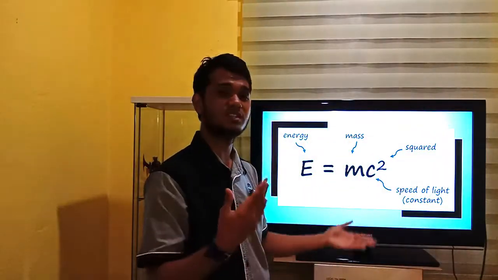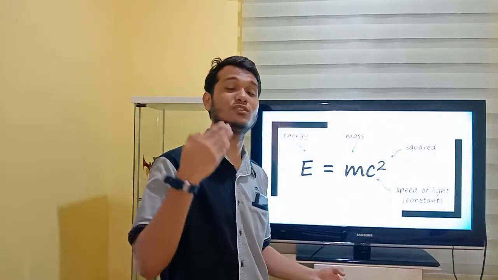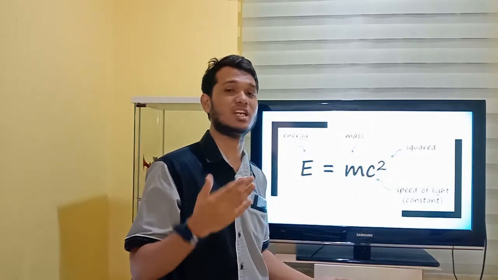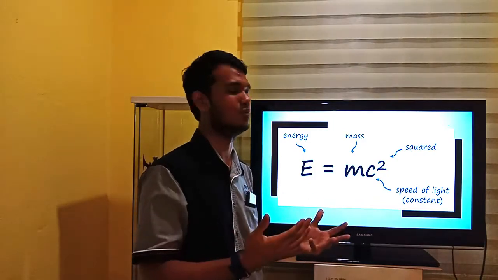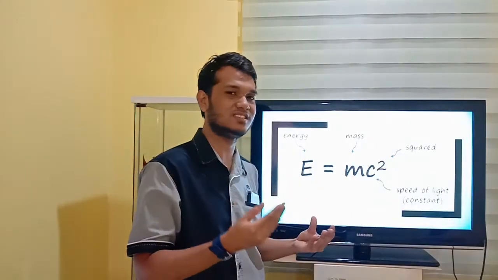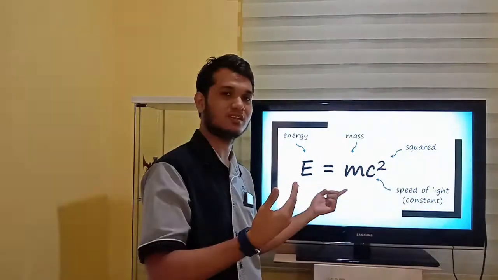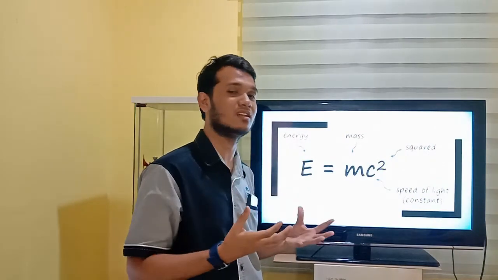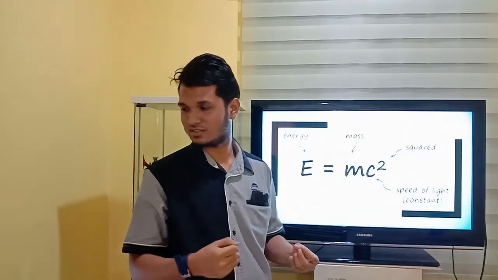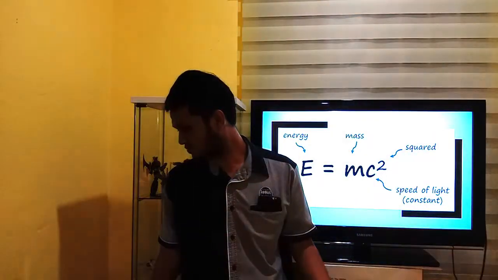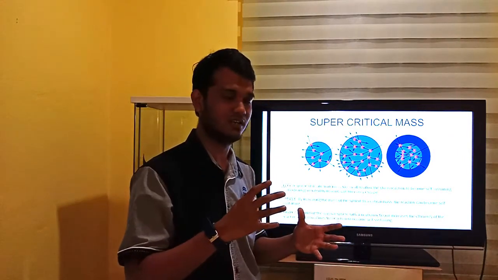So we know that c squared is equal to 9 times 10 to the power of 16, I'm sorry. It is a massive value. So if the mass is just small, since it is multiplied by the speed of light squared, it will still give a really massive energy. So let's go through how we are going to stack them together inside the bomb.